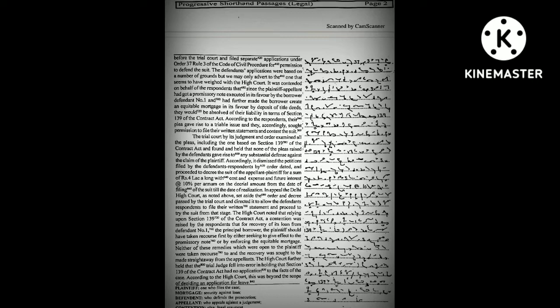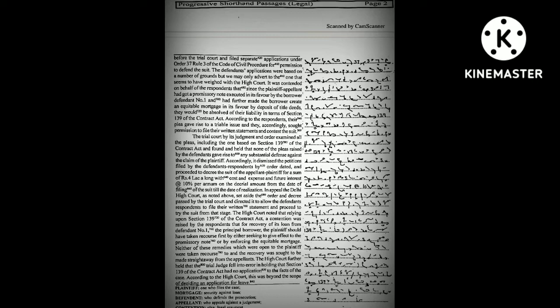It was contended on behalf of the respondents that since the plaintiff appellant had got a promissory note executed in its favor by the borrower defendant number 1 and had further made the borrower create an equitable mortgage in its favor by deposit of title deeds, they would be absolved of their liability in terms of Section 139 of the Contract Act. According to the respondents, their plea gave rise to a triable issue and they, accordingly, sought permission to file their written statements and contest the suit.